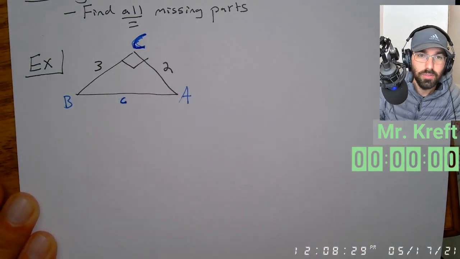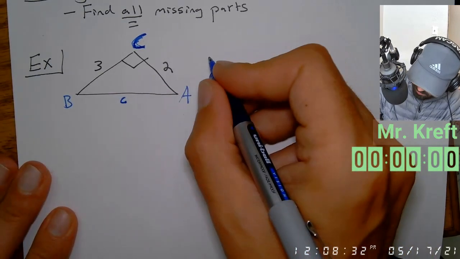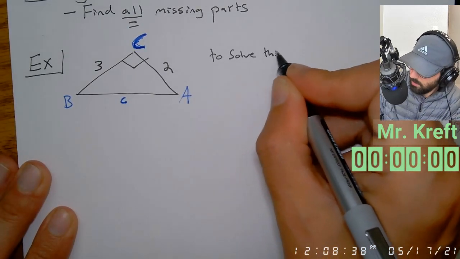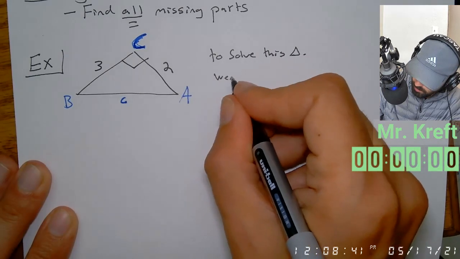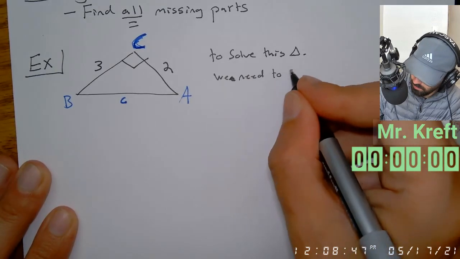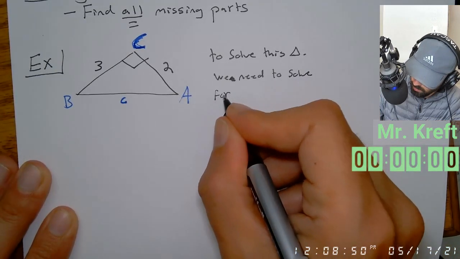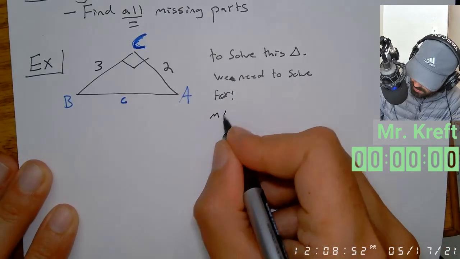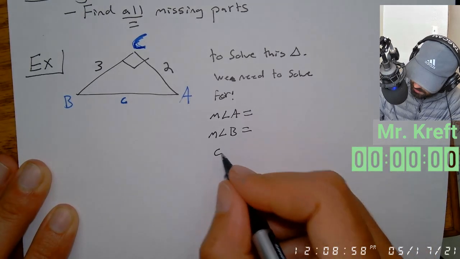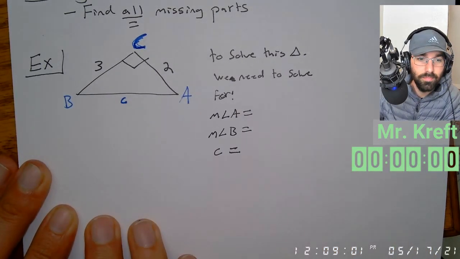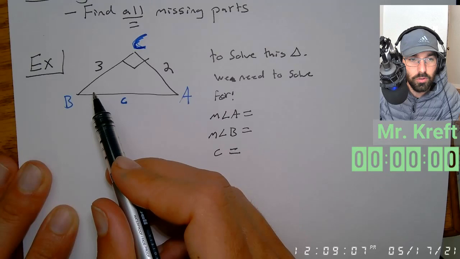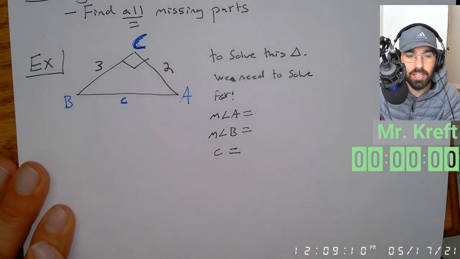To solve this triangle, we need to solve for the measure of angle A, the measure of angle B, and side c. Okay, so we need to find 3 things. We need to find our 2 missing angles, and we need to find our missing side.